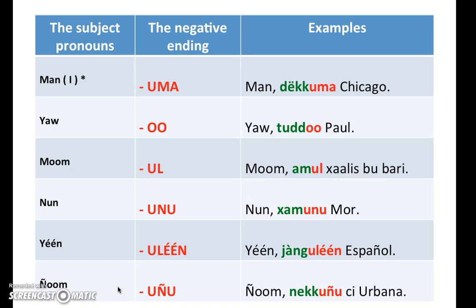Now with examples. Man dëkkuma Chicago. I do not live in Chicago. So you see that the verb is dëkk. The ending, because it's man, is uma. I don't live in Chicago. Man dëkkuma Chicago.